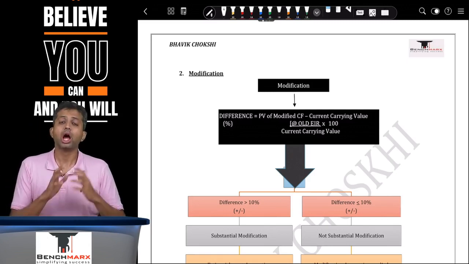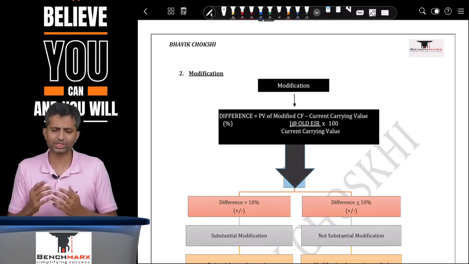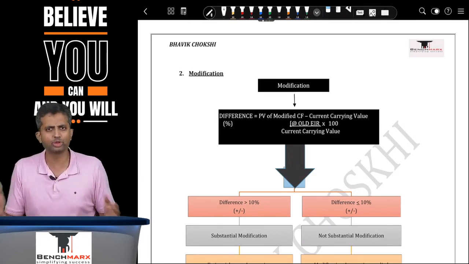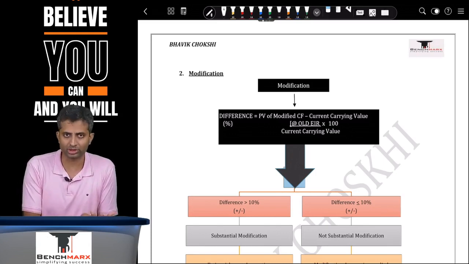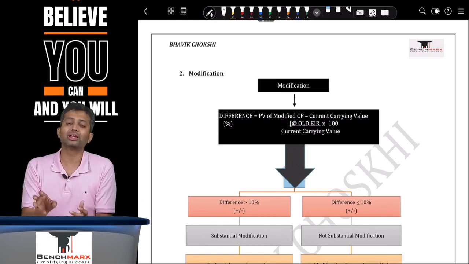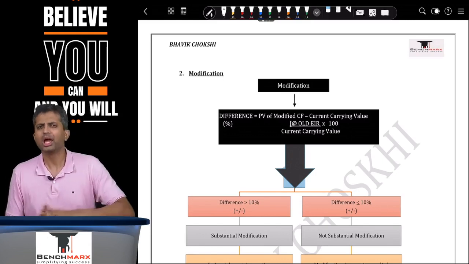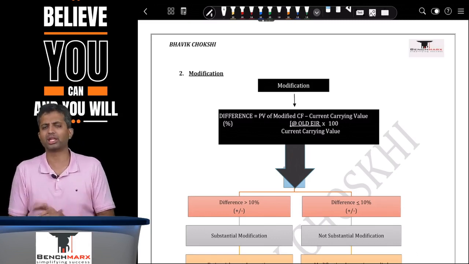If there is modification accounting, that is, if the gap is less than 10%, there is no separate instruction given in the Ind AS. So, ICAI has given you two options: you can either keep the carrying value constant, in which case you will adjust the EIR, or you can adjust the carrying value, in which case the EIR remains constant. Typically, adjusting the carrying value is simpler from a student standpoint, and that can be done if nothing is given.